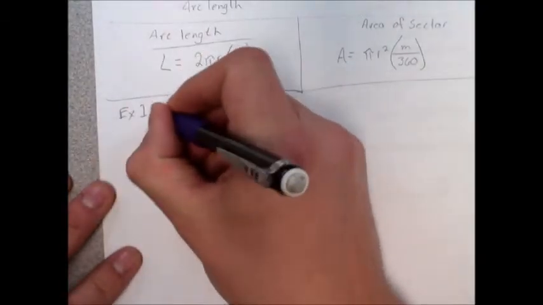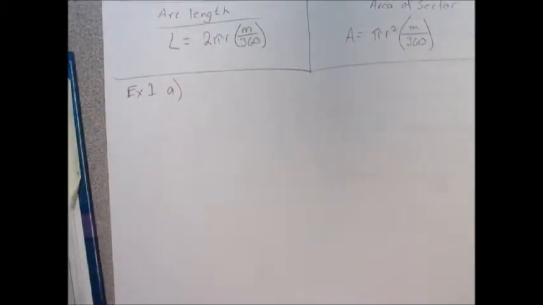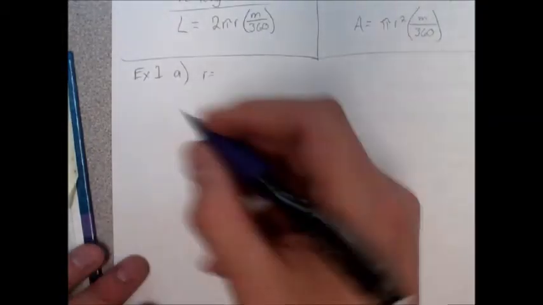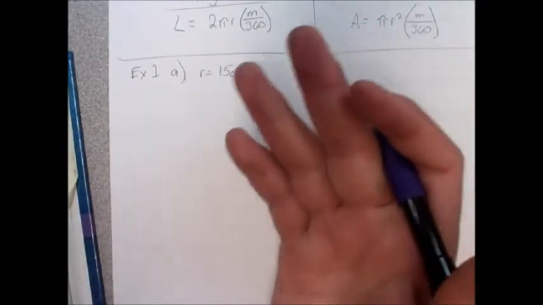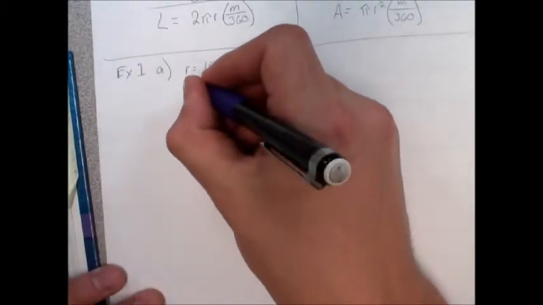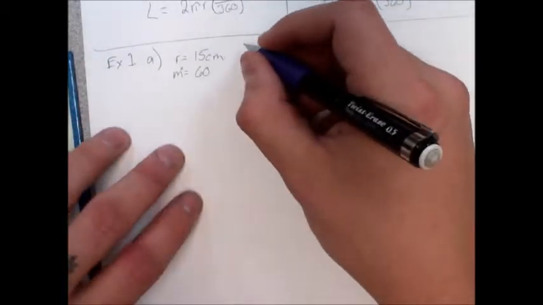Example 1a, it says find the length of xy. So you should be on page 224 staring at this one. It tells us that our radius is what? 15 centimeters. Thank you for paying attention. So all I need to do is plug in and find out my angle measure. So what is my angle measure going to be on this one? 60. It gives it to you. So plug into the formula to find our arc length.